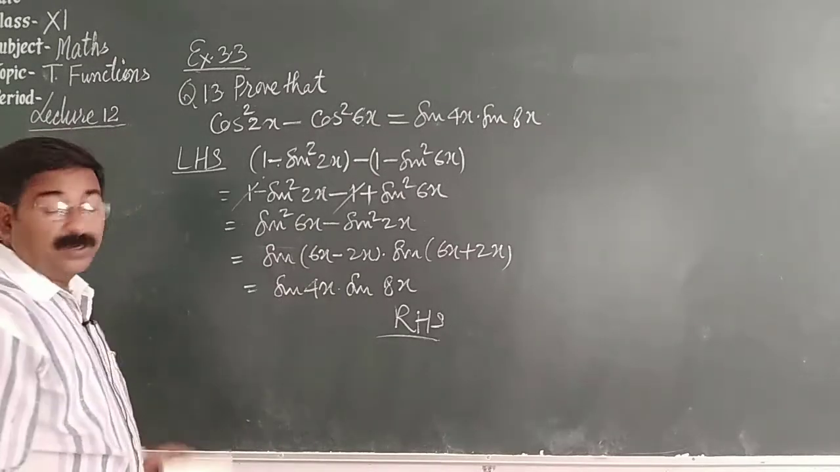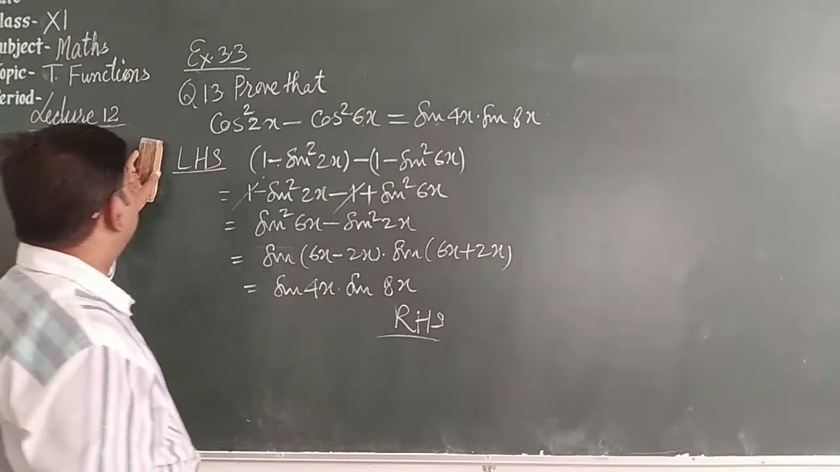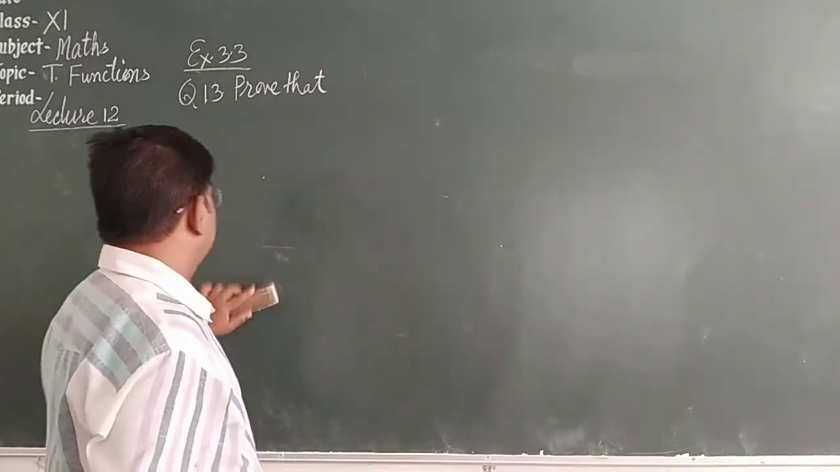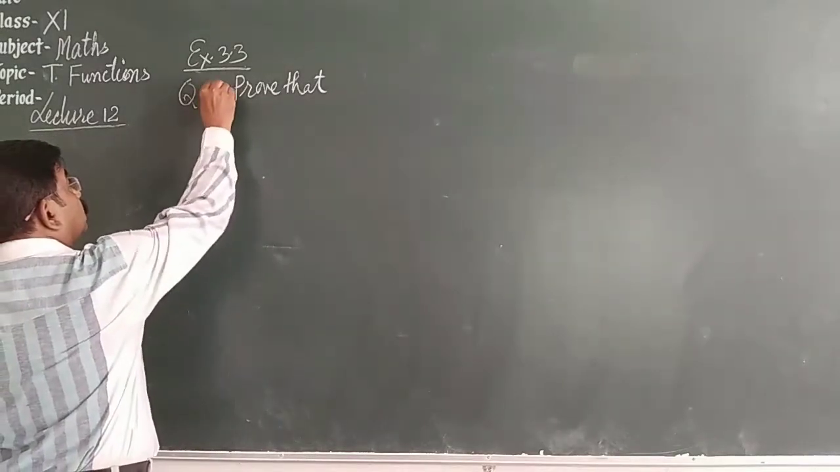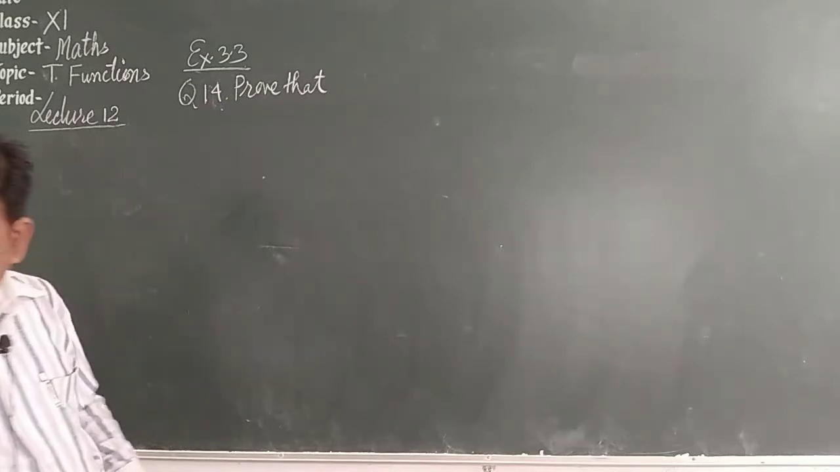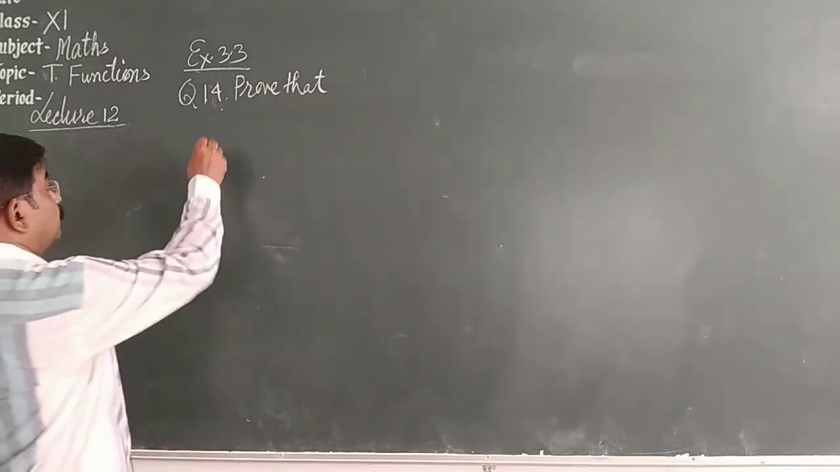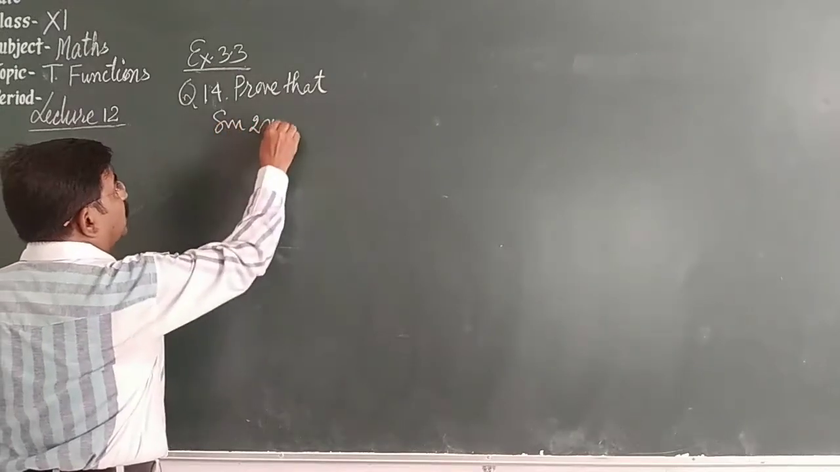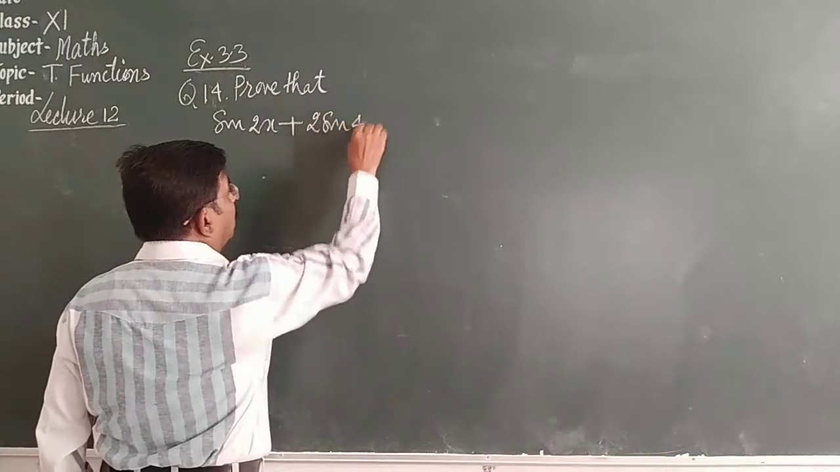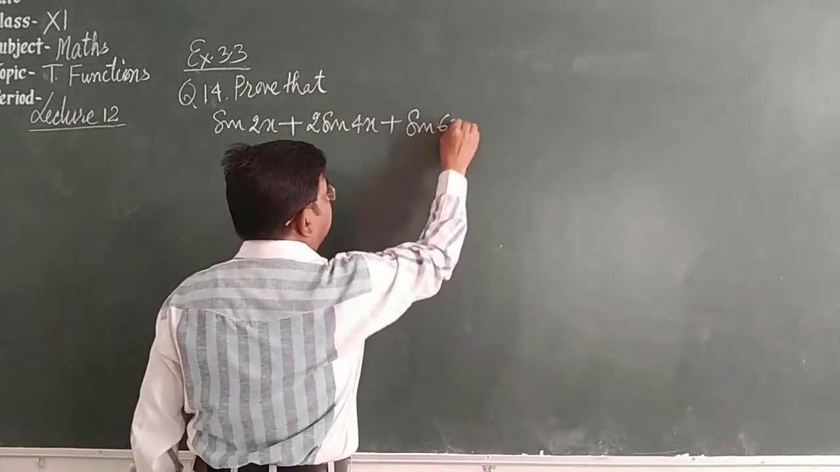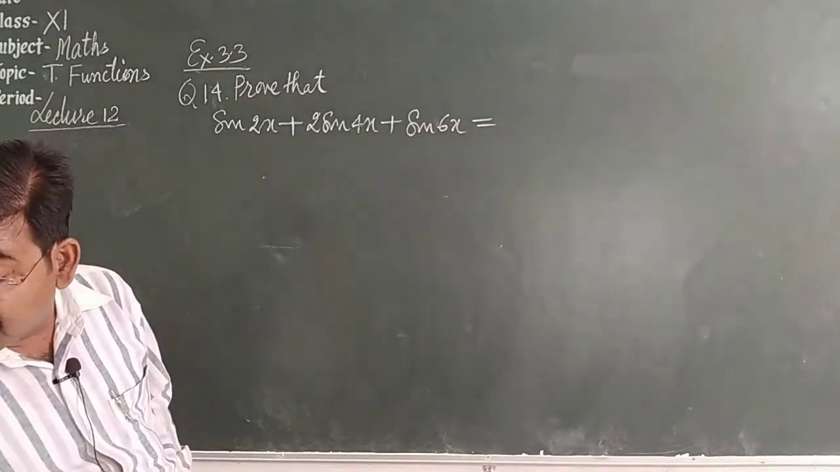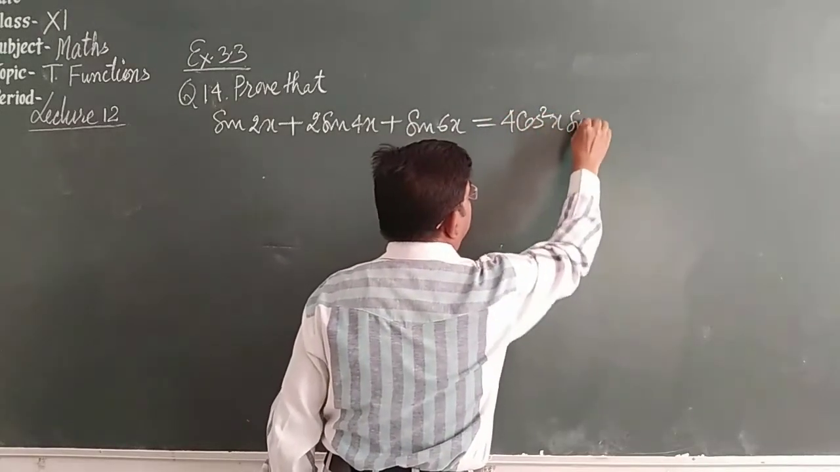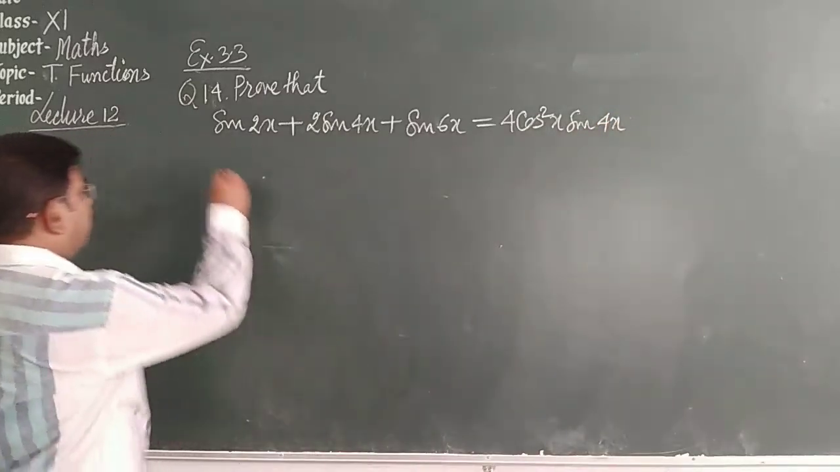Now come to see question number 14. In question number 14, we are given sin 2x plus 2 sin 4x plus sin 6x is equal to 4 cos square x sin 4x. Left hand side.